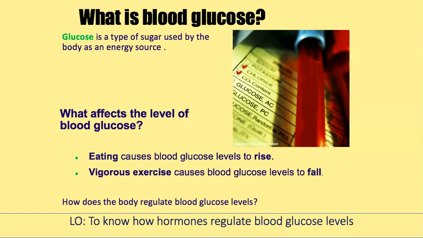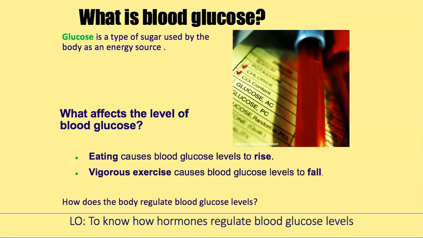So the glucose reacts with oxygen to make the products, which are carbon dioxide and water, but as well energy is released. So glucose is really important, but it's got to be at the correct level in your blood. And if it isn't, our body has to respond to either bring it down to where it should be or bring it back up. So what affects the level of blood glucose?